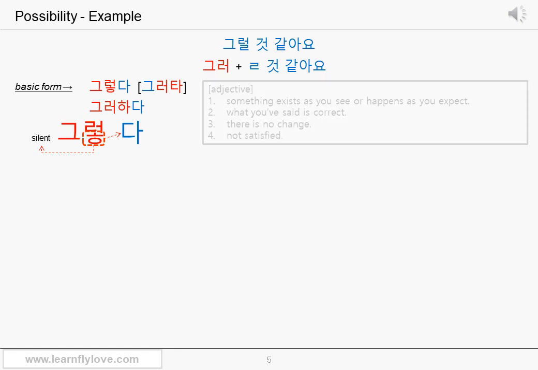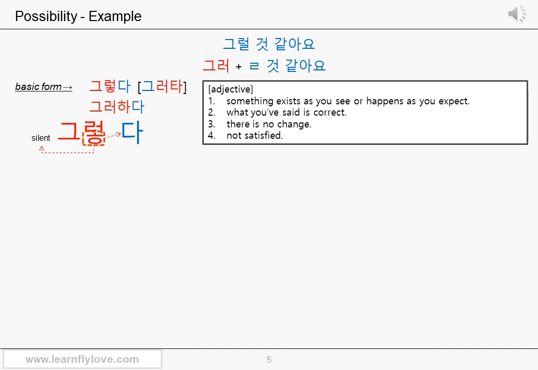그렇다 is an adjective in Korean and there is no one-word English translation for this adjective. 그렇다 means something exists as you see or feel, or something happens as you expect it, or it can mean what you've said is correct. So you can use this adjective to mean yes, because yes can mean what you've just said is correct, especially in Korean, right? Or it can mean there is no change, or it can also mean not satisfied. You don't have to memorize all the meanings right now.